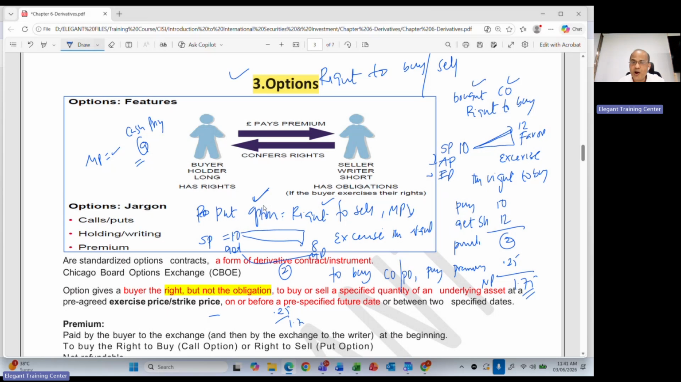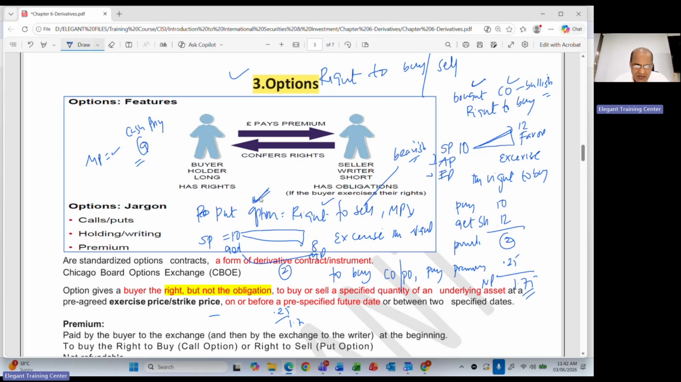And you are called the holder. Holder means buyer. The buyer always pays the premium to the seller. And the buyer has the right, but the seller has obligations. So either you buy a call option, when you are bullish, you feel the market will go up. When you buy a put option, you feel the market will go down. That's called a bearish market. Bearish means the market is going to crash. That's why you are buying a put option.